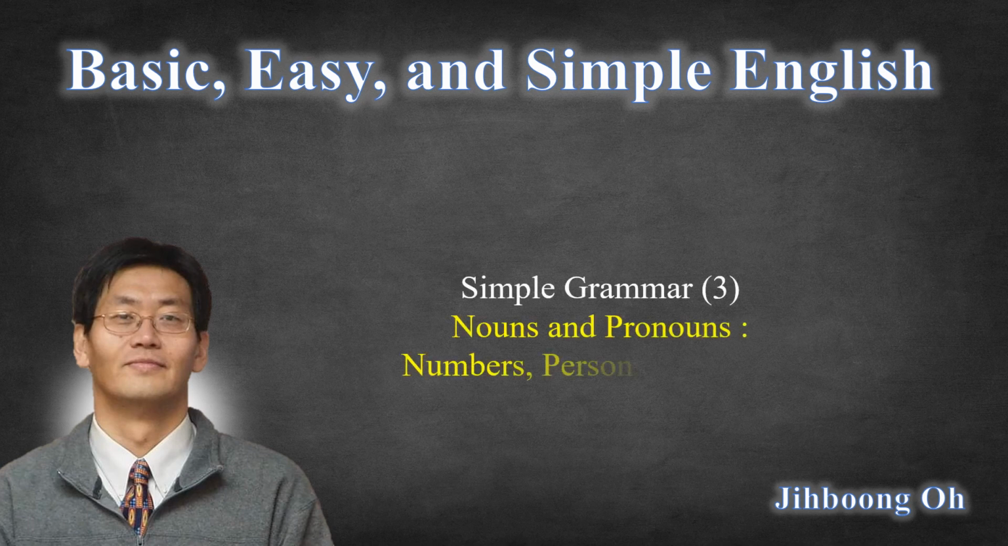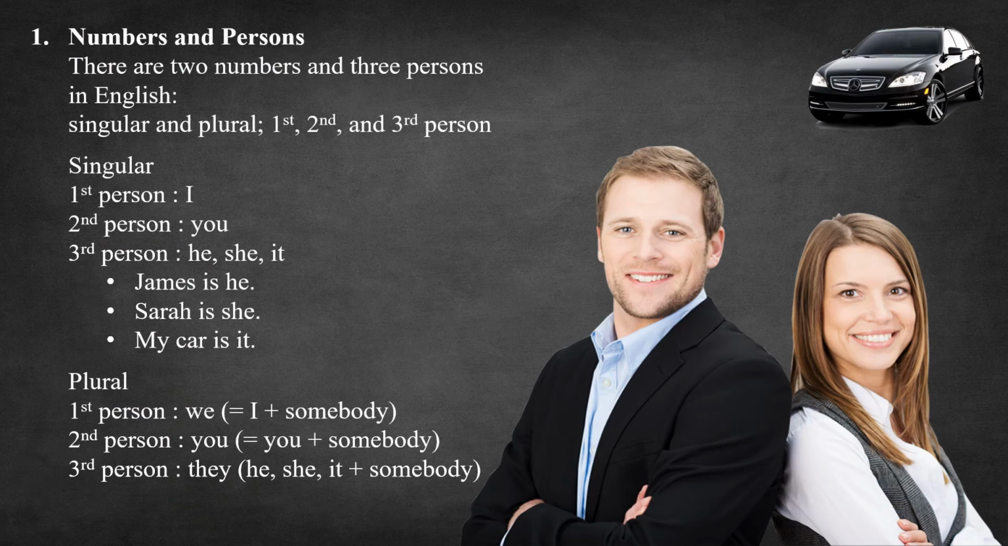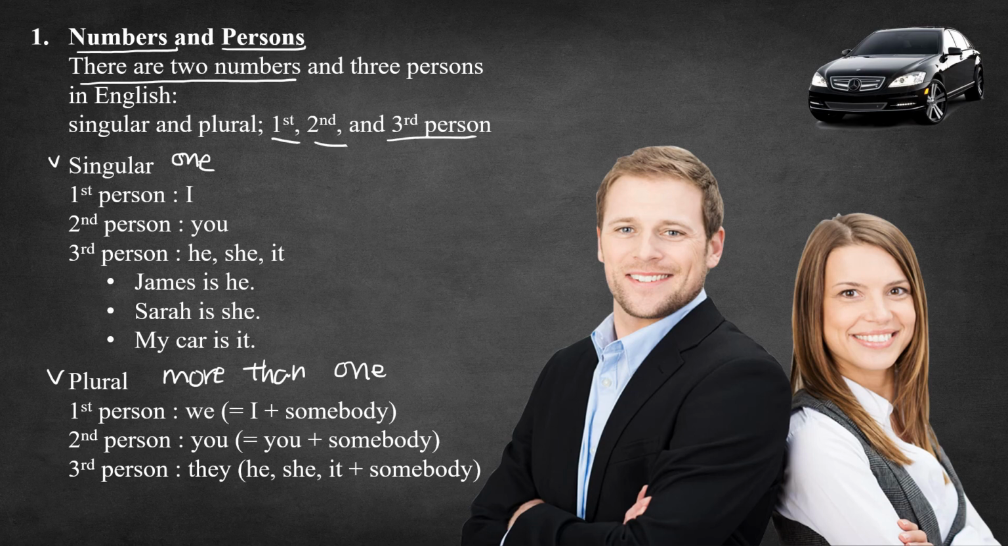Today we are going to study the numbers, persons, and cases of nouns and pronouns. First, numbers and persons. There are two numbers in English. Singular means one, and plural means more than one. And there are three persons in English: first, second, and third person.